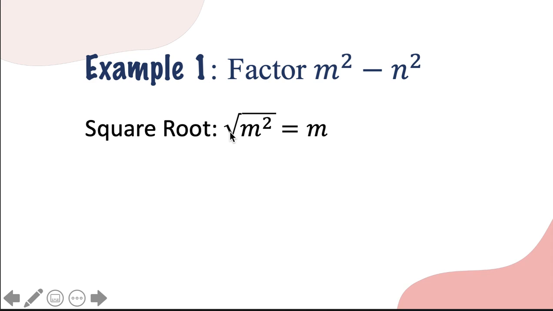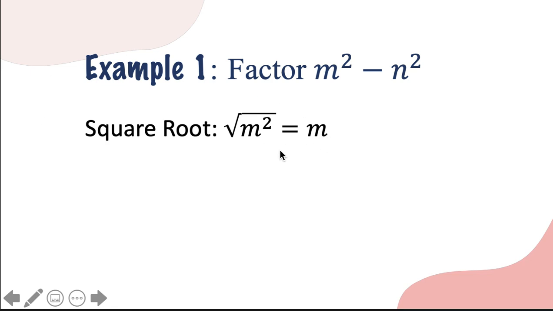Get the square root of the first term. In getting the square root of this one, just divide the exponent by the index. Again, when we say index, the index of the square root is 2. So 2 divided by 2, the answer will just be 1. Therefore, the square root of m squared is m. Or just simply think of a number that when you multiply by itself, the answer is m squared, and that is m. Because m times m, the answer is m squared.